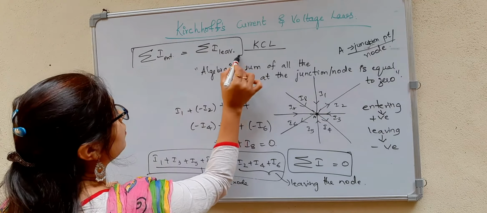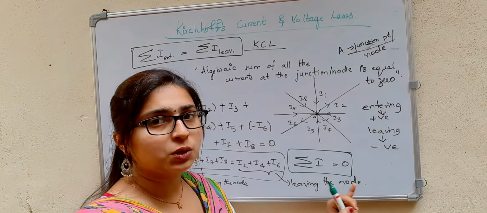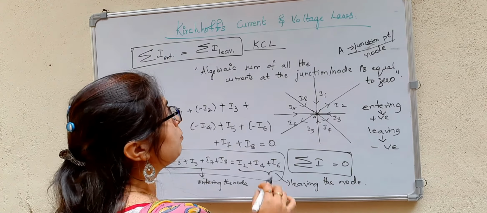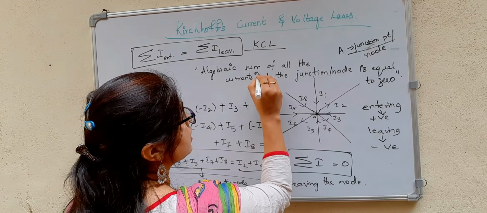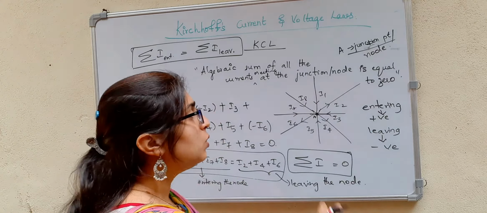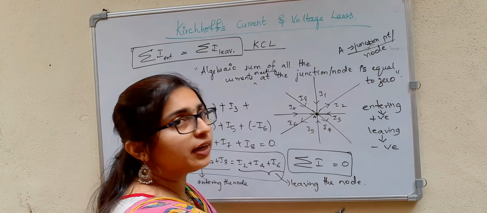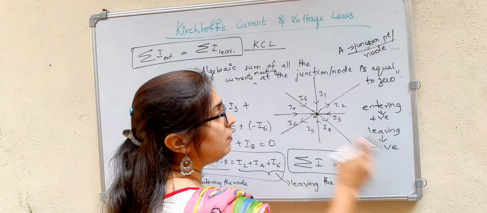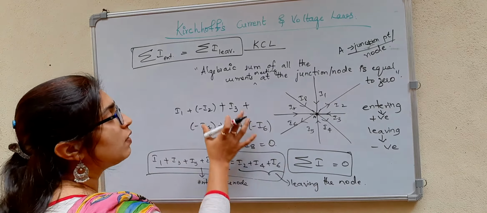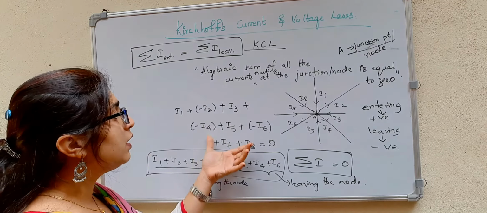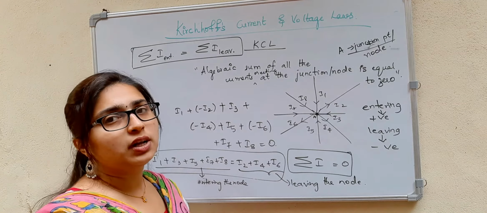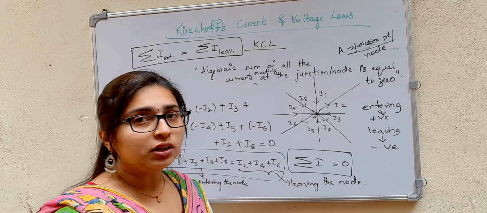So this is another point to remember. Summation of I is equal to 0. That means the algebraic sum of the currents meeting at a junction point will be equal to 0. So I will be considering currents entering the node as positive, currents leaving the node as negative. So the summation of I should be equal to 0. Then we can conclude that the algebraic sum of the currents entering the node will be equal to the algebraic sum of currents leaving the node.